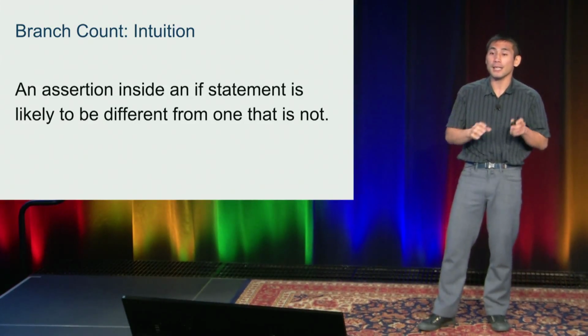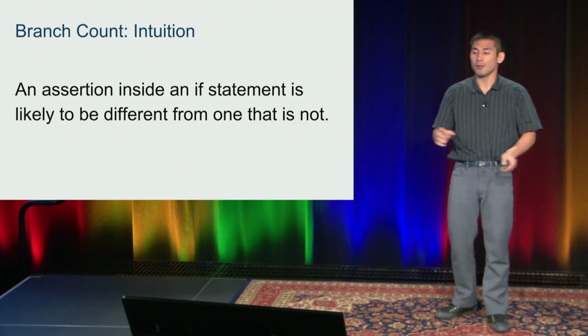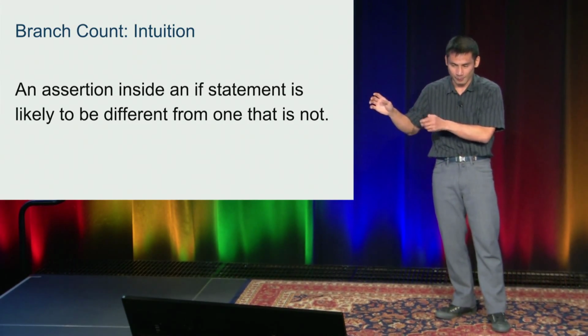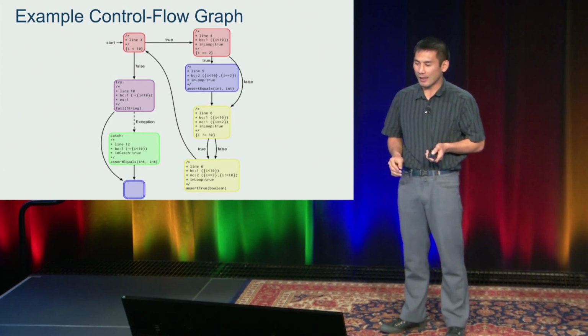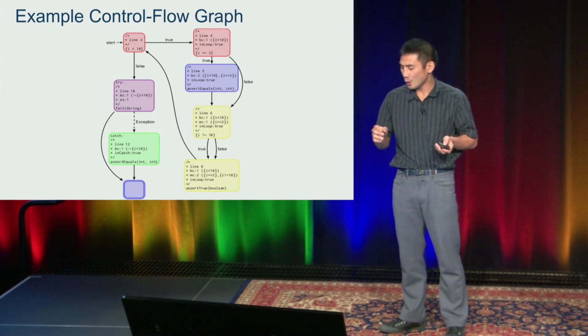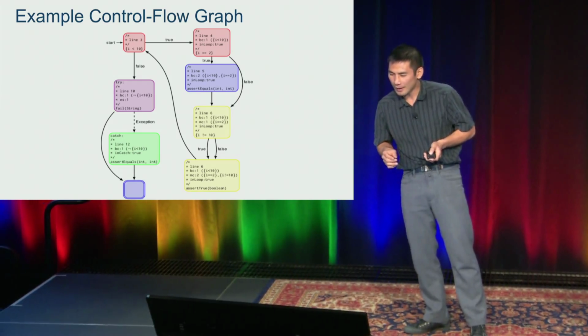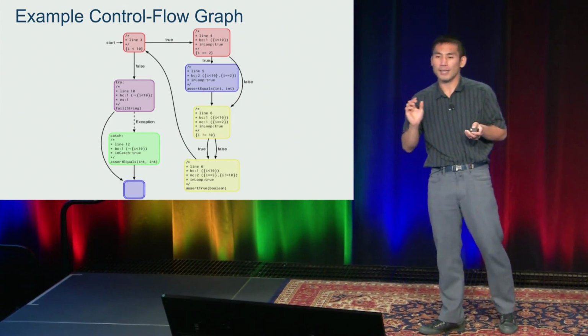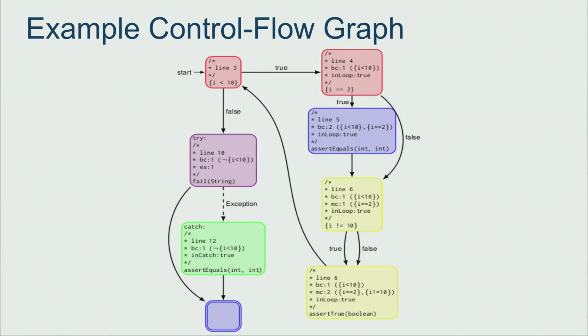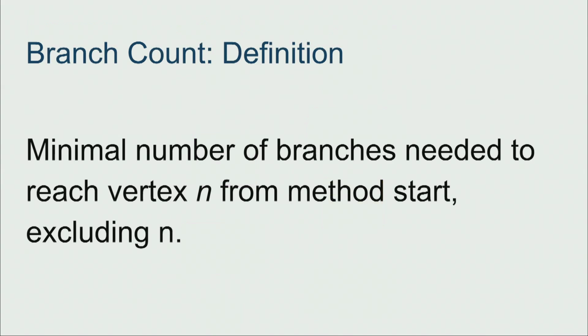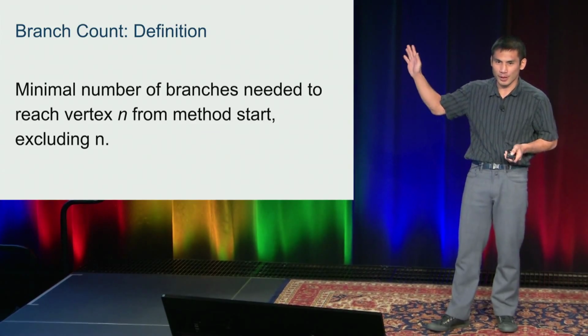So an assertion that's inside an if statement is likely to be different from an assertion that's not in an if statement. And here on this picture, we can see that we have some branches, and so you can identify, for instance, the blue box at line 5 is an example of a statement that has a branch count of 1. And we keep that information with each assertion to classify it in the assertion fingerprint. There's a definition of it, which I'm not going to go into.